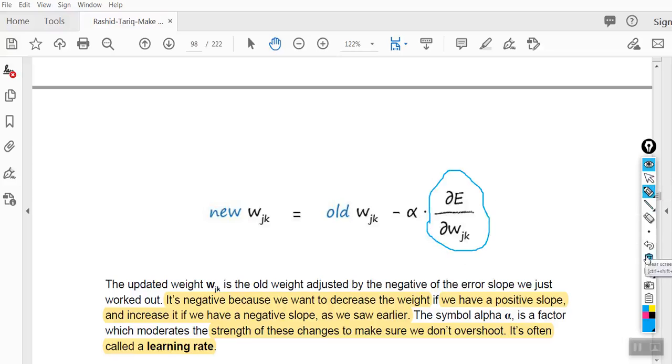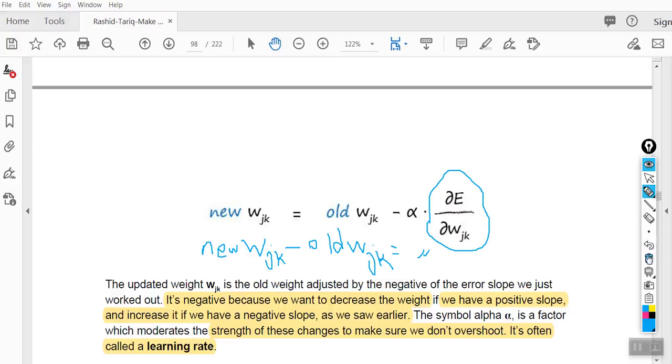Okay. Now we can set that the difference between this new WJK and the old WJK is equal to this item.